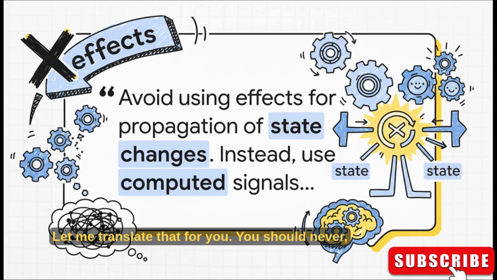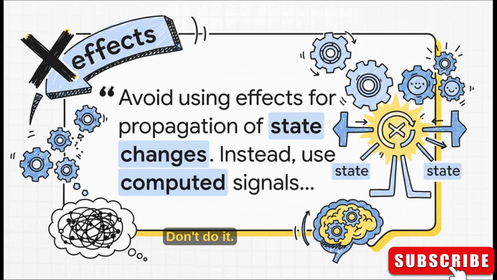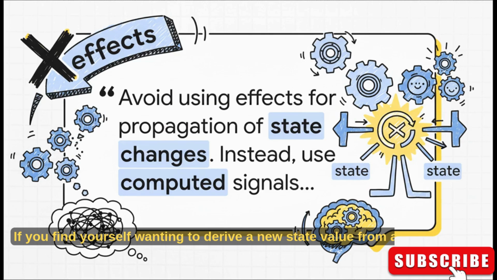Let me translate that for you. You should never, ever write an effect that changes another signal. Don't do it. If you find yourself wanting to derive a new state value from an existing one, that is always the job of a computed signal. Always. If you break this rule, you're asking for bugs and nasty infinite loops.